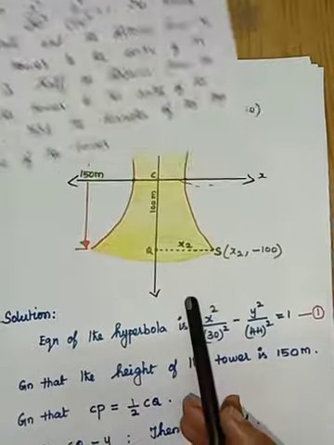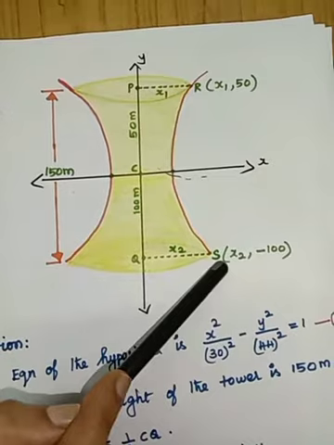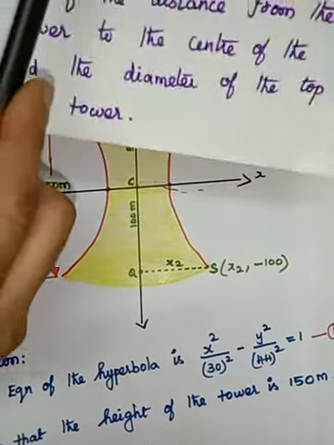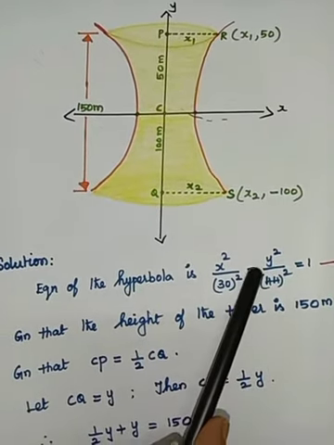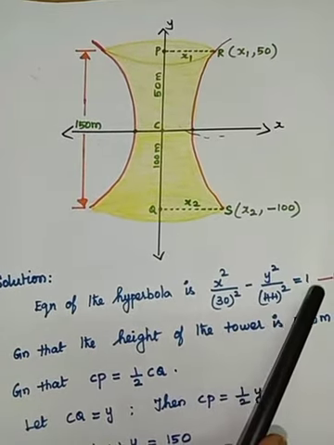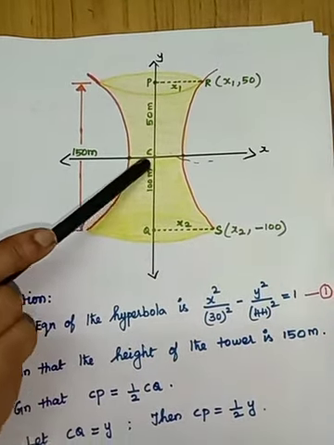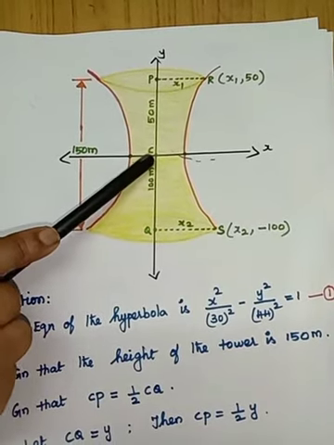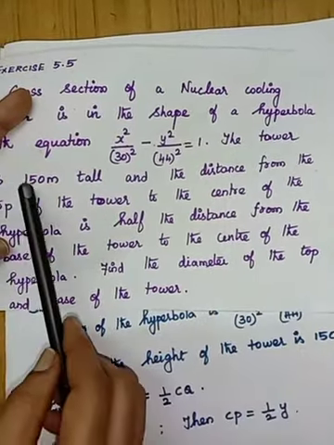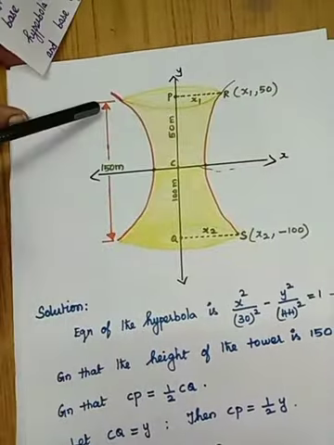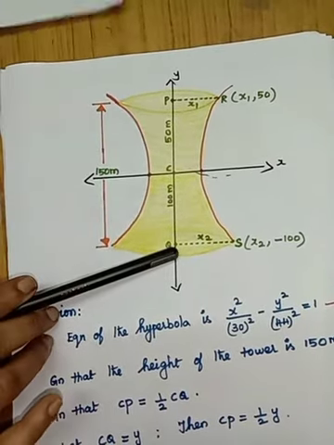Okay, so see that the cross section of the tower is in the form of a hyperbola. I have drawn a hyperbola. The equation is given. So the equation of the hyperbola is x squared by 30 the whole square minus y squared by 44 the whole square is equal to 1. I have drawn the x-axis and y-axis, and the origin is called the center of the hyperbola. Here in this problem it is given that the tower is 150 meter tall. So the height of the tower is 150 meter. PQ distance is 150 meter.